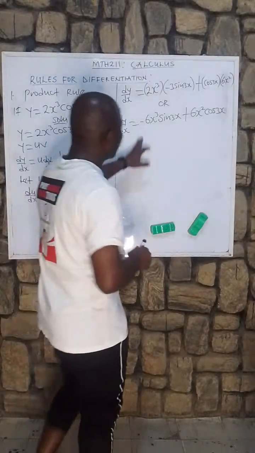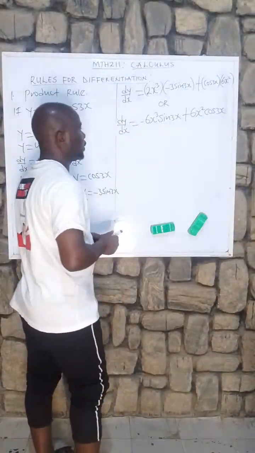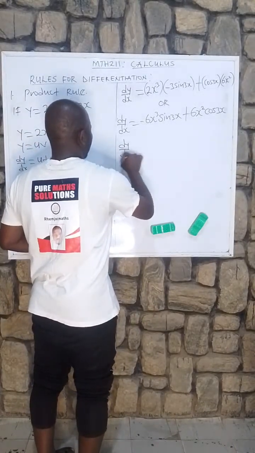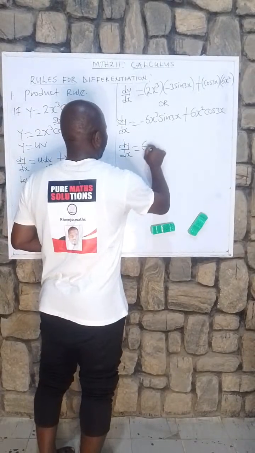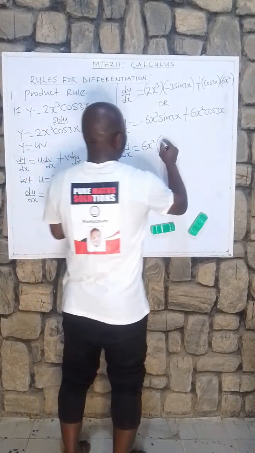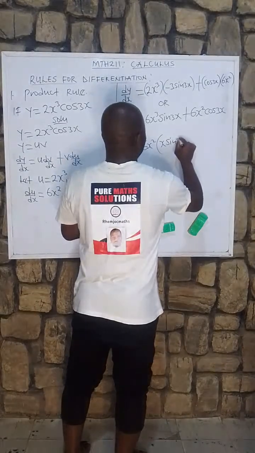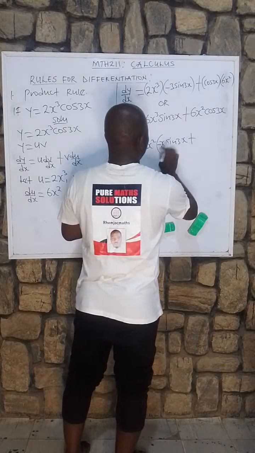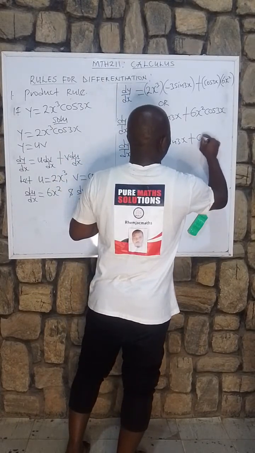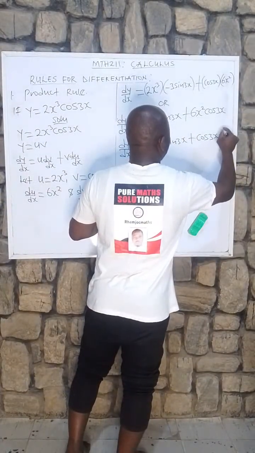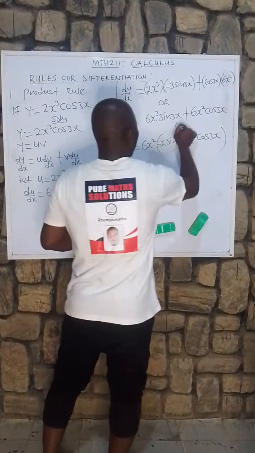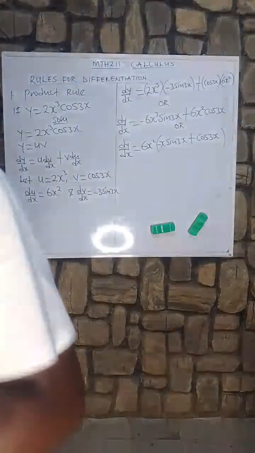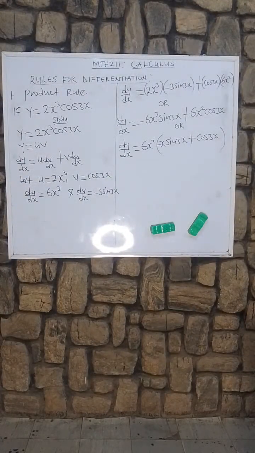Something is common here: 6x squared, in both of them. So we can write dy over dx equals, factoring 6x squared out, then here will now be x sine 3x plus, here it will be minus, then cos 3x. Or you leave it in this form. Any question, please?